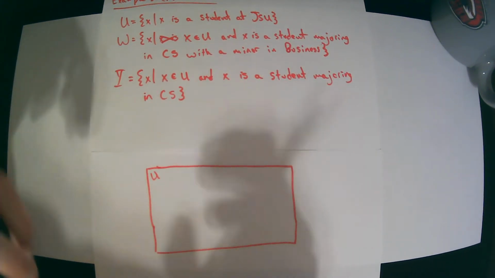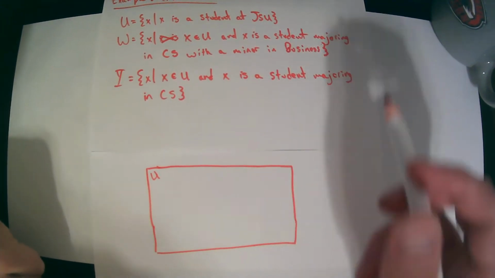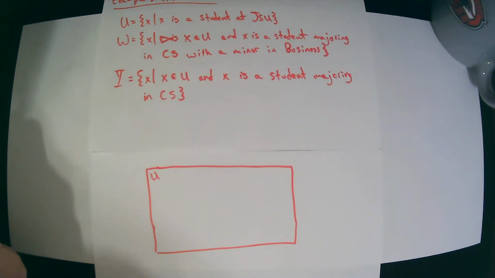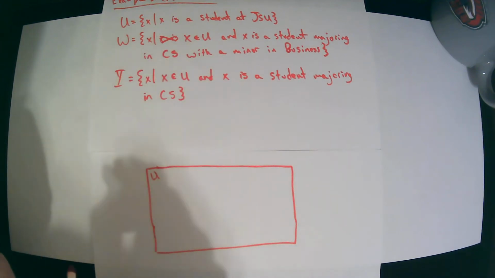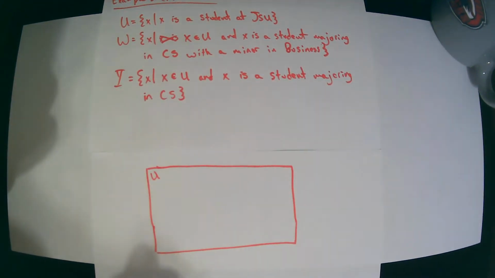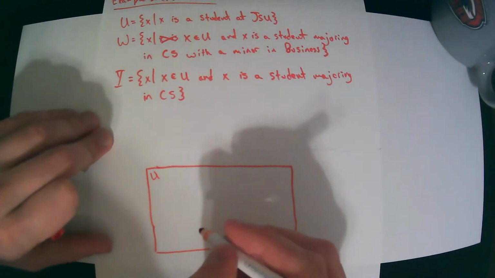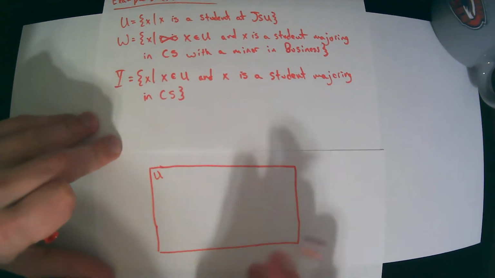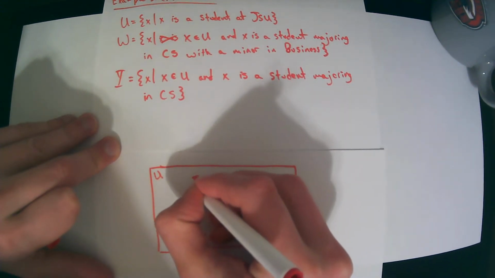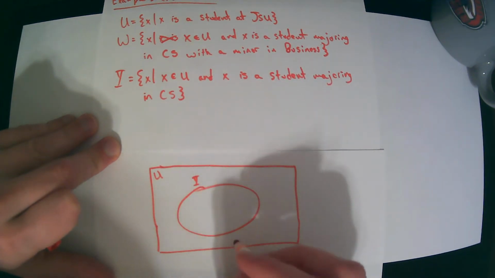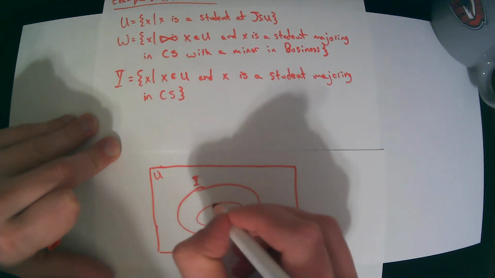So Y is the bigger set, and in fact W is completely contained inside of Y, because every student in W is majoring in CS, meaning they live in the set Y. So I can take Y, which is the bigger set, draw it like that, and then the set W inside.